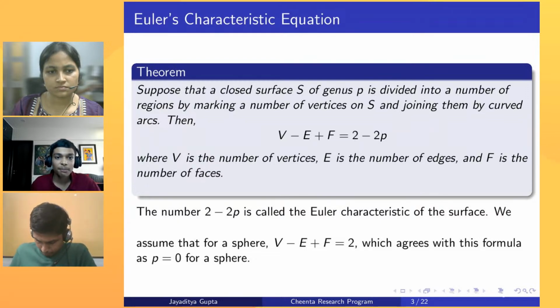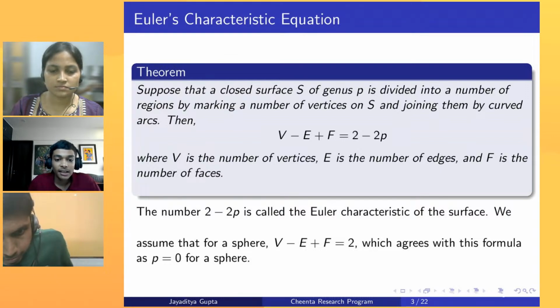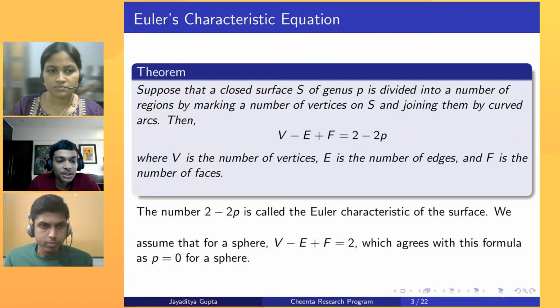So let's proceed with the proof of Euler's characteristic equation. Now, the underlying assumption in the proof is that the formula holds true for a sphere. And this formula actually agrees with a sphere because the genus of a sphere is 0. Substituting 0 in the equation gives V minus E plus F is equal to 2. So we assume that V minus E plus F is equal to 2 for a sphere to proceed with the proof.